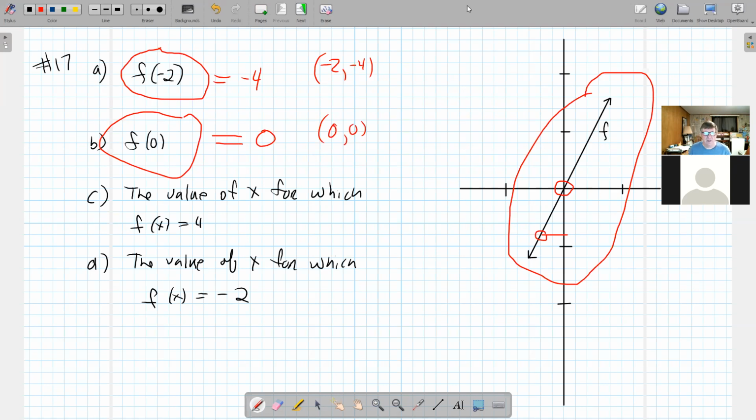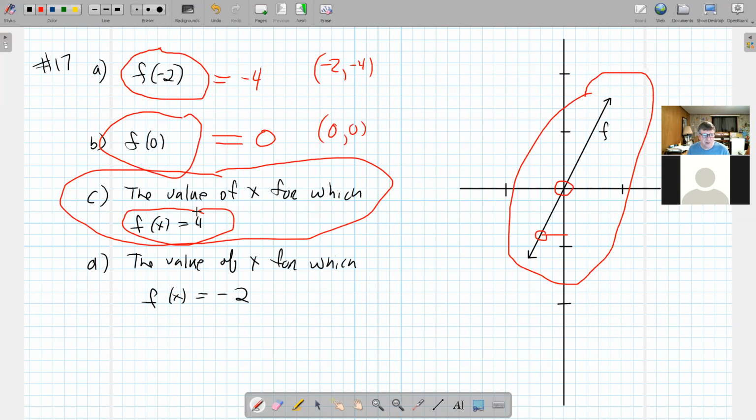All right. Let's look at this third question. It says, find the value of x for which f of x equals 4. Now, f of x equals 4. So that's another way of saying y equals 4. So where on this graph does y equal 4? Right there. Okay, y is 4 there. What's the corresponding x value there? That would be 2. Right, so x equals 2. So given y, find x.